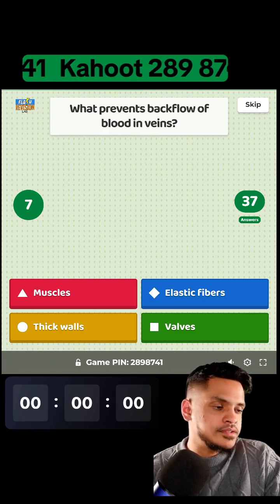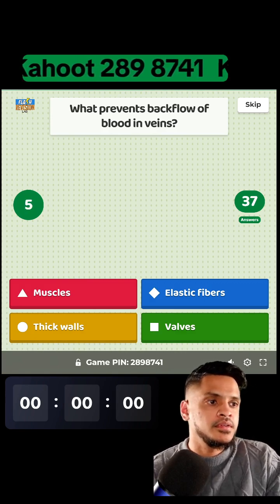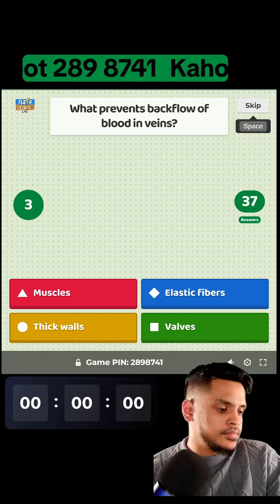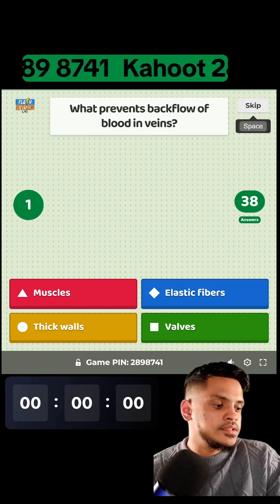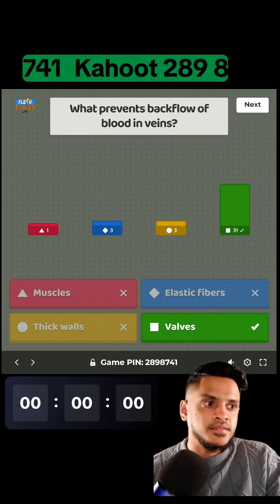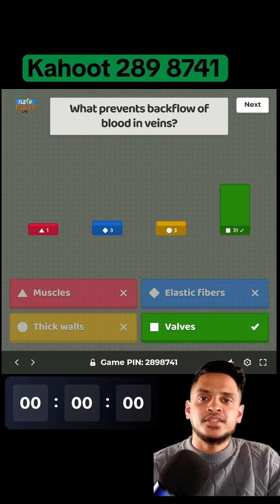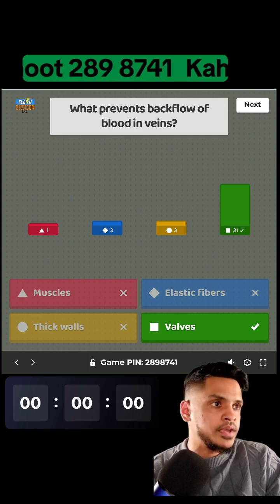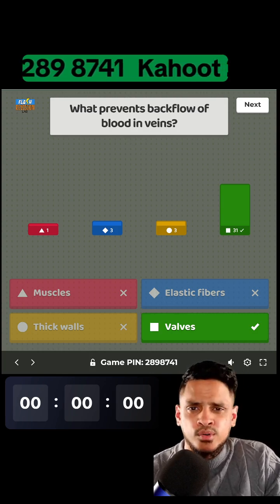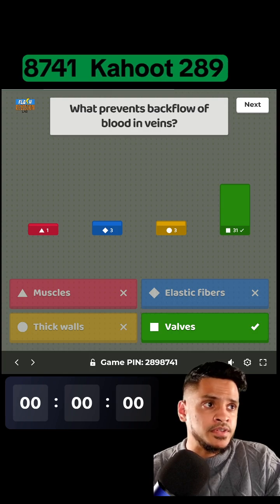People are saying the answer is valves. The answer is indeed valves. Okay, so veins have valves. It stops blood from going backwards in them. The heart also has valves in it as well, for the same reason.